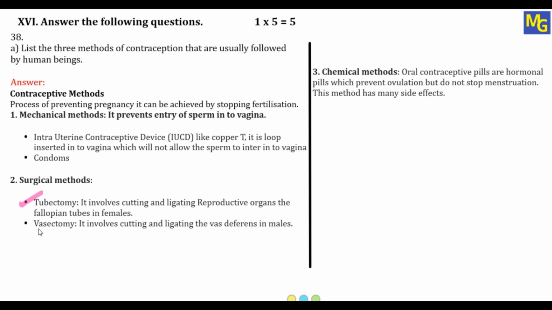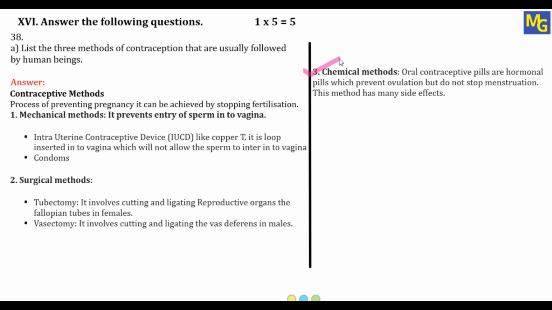In males it is called vasectomy, and this involves cutting and ligating of vas deferens in male. So vas deferens is the tube which carries sperms from testis to the urinary bladder, and from urinary bladder it will be carried to the female body. So this vas deferens, the tube which is carrying the sperm, is cut and tied, and this is called vasectomy. So this will be done in case of male.